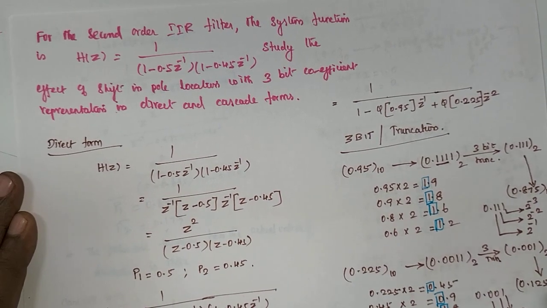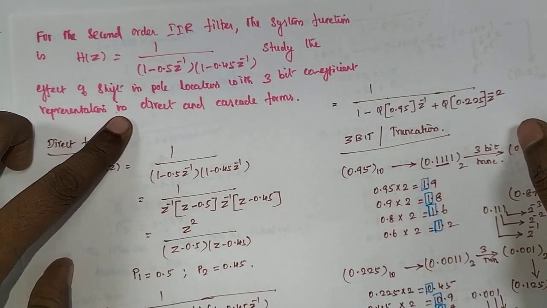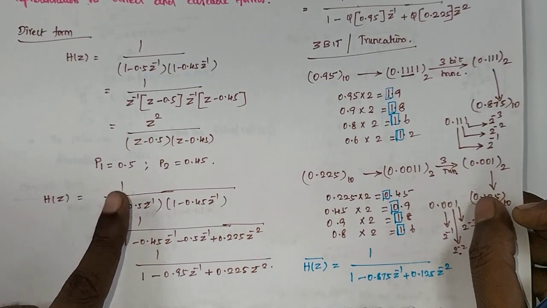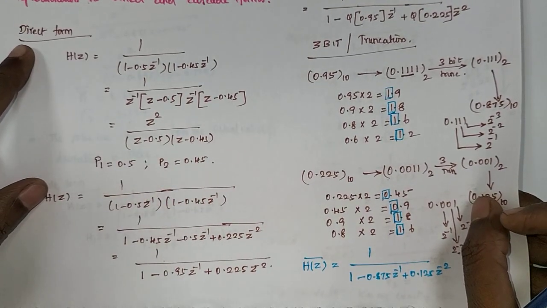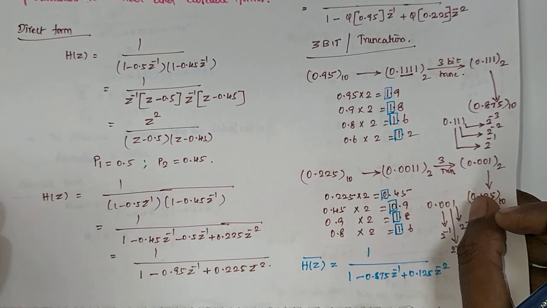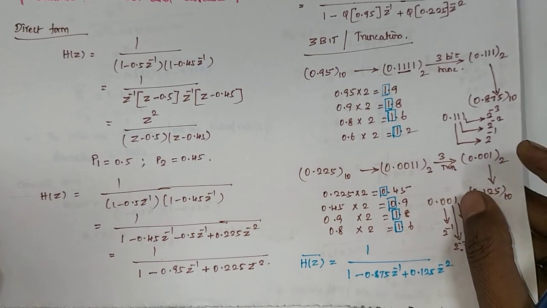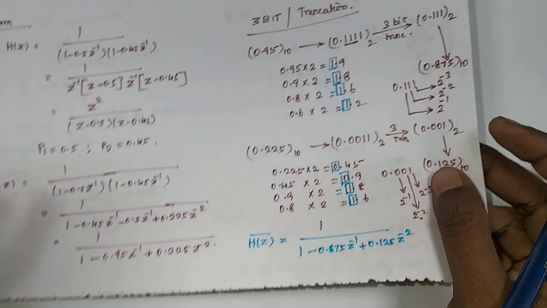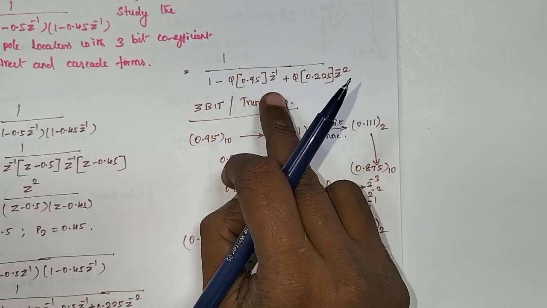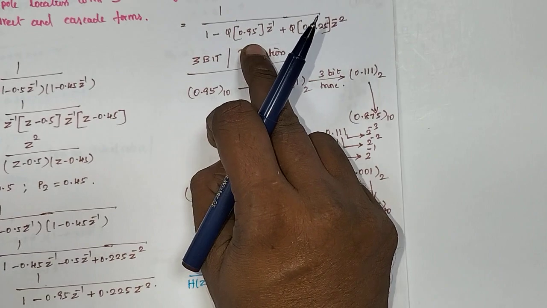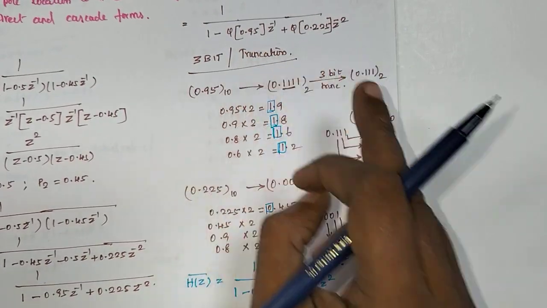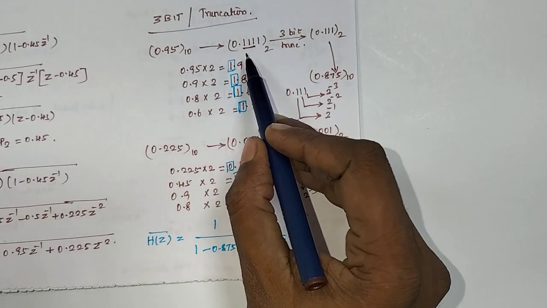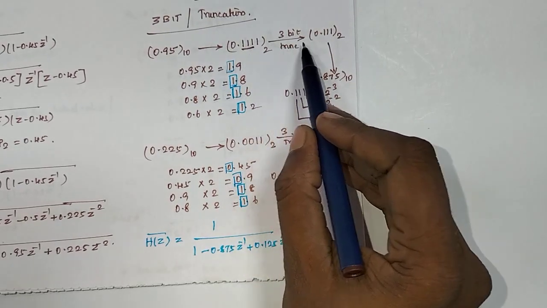I just briefed the problem. So this one is the effect of code word length due to the quantization of filter coefficient. First, before starting the problem, find the actual poles. Then in direct form and in cascade form, analyze the filter coefficient after the quantization process. For direct form, you just multiply the terms. After simplification, arrive at the result in terms of first order and second order. Do the quantization process. In the problem, it is given as a 3-bit truncation.